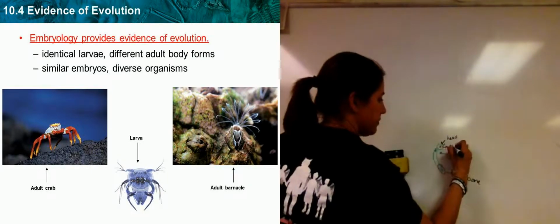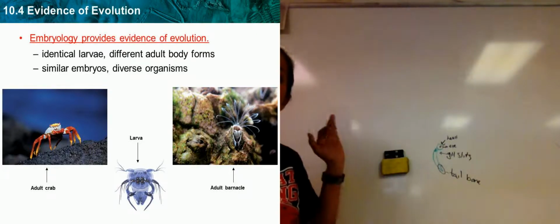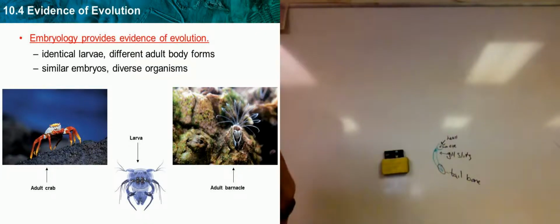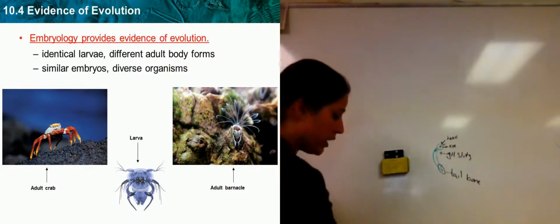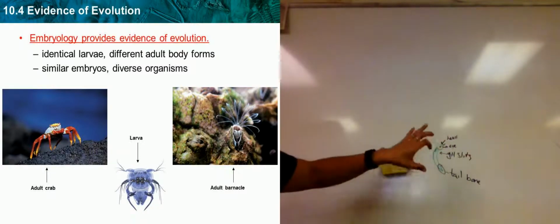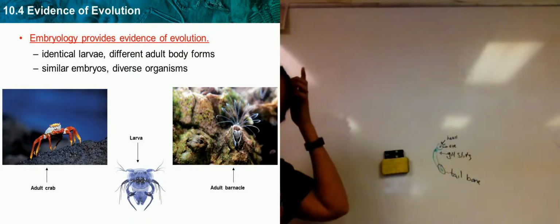Now, as you continue down the path of development, do we look identical to a chicken or a rabbit? No, absolutely not. But in embryonic stages, they look the same. Look at the same slide here.